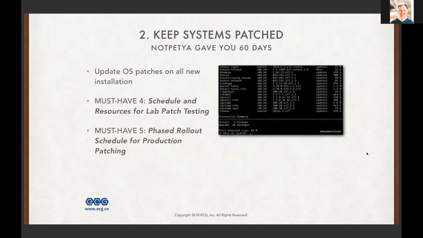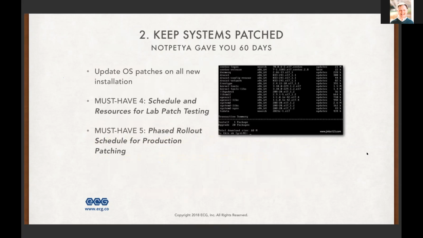And for every system where they installed the update during the 60 days, they had no problem with NotPetya. The system neither became a vector to distribute the malware, nor did it get damaged itself. All we had to do was install those operating system updates. And so we've got to keep the systems patched.